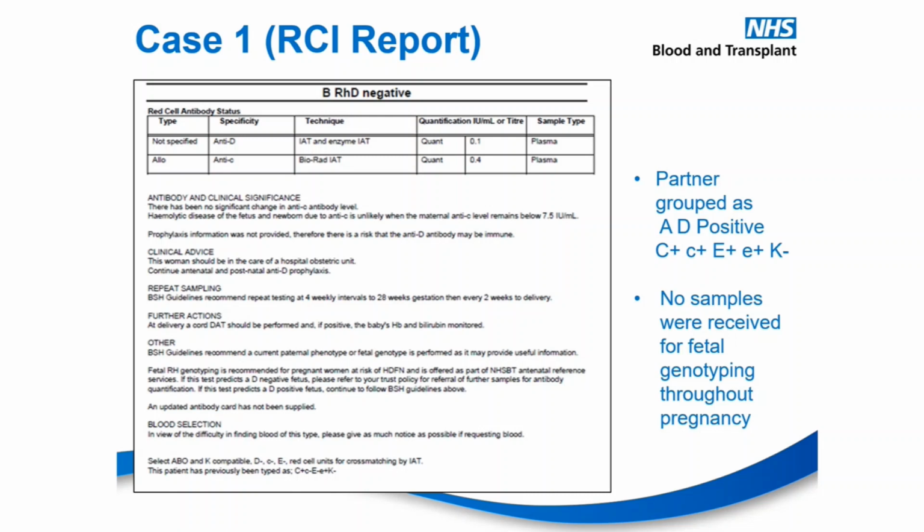And we've also got information that the partner had grouped as AD positive, and that the partner was also positive for the little c antigen, which obviously we've got that maternal antibody for. And it's just worth noting as well that no samples were received for fetal genotyping throughout this pregnancy.